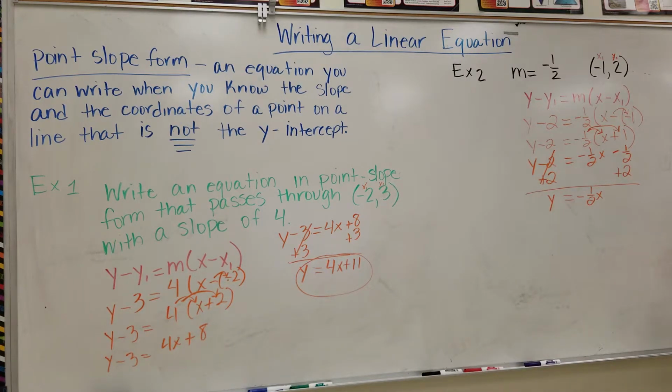And from here, we have a fraction and a whole number, okay? Now, you have to go ahead and get common denominators. So negative 1/2 plus 2 will then give you positive 3/2. Okay? And so from here, we are done. Our equation is y equals negative 1/2 x plus 3/2.